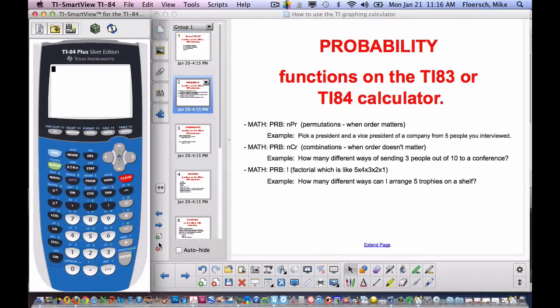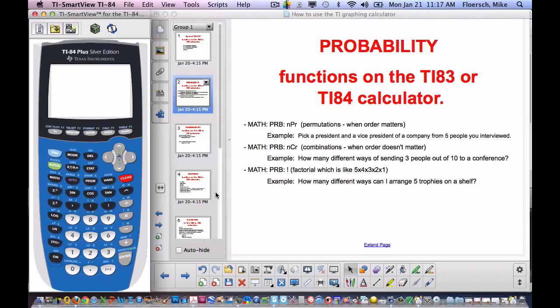Now let's talk about probability and how to use the calculator for the probability functions on a TI83 or 84. A couple of things we want to look at. There are nPr, or permutations, versus nCr, which are combinations, versus factorial. Permutations are when order matters, and nCr is when order doesn't matter.